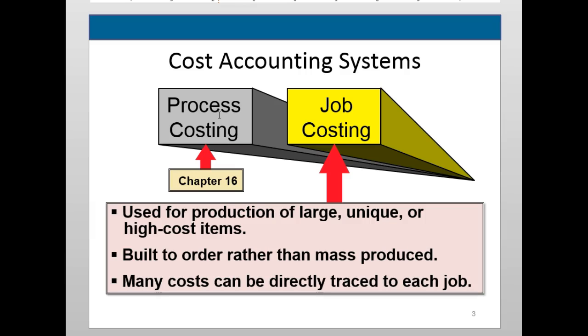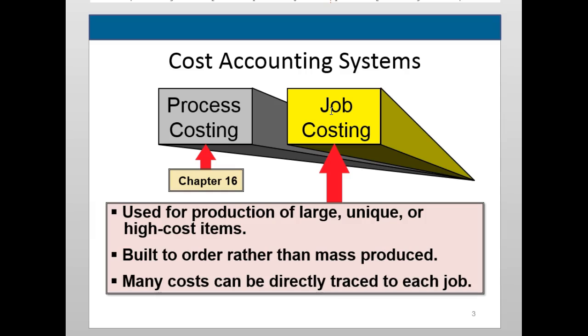So process cost is used for the production of a large number of items that are all similar. Now you could say, on the other hand, job cost is used for unique items, handmade items, or things that will have specific operations done only to that item.